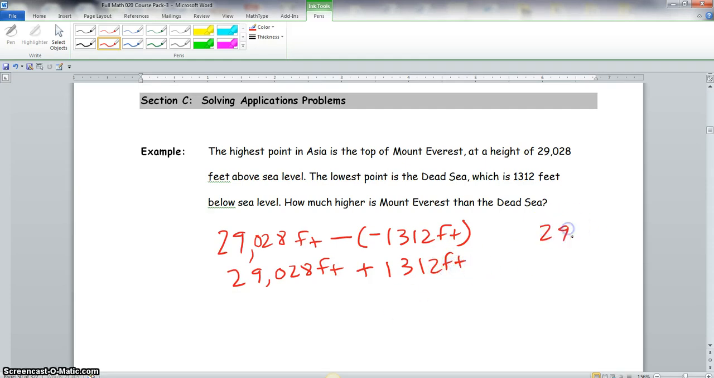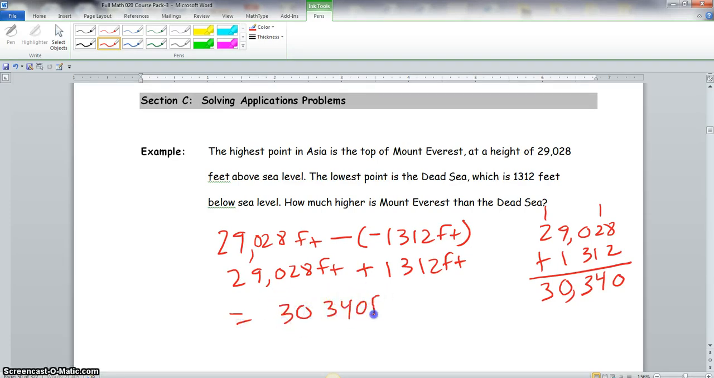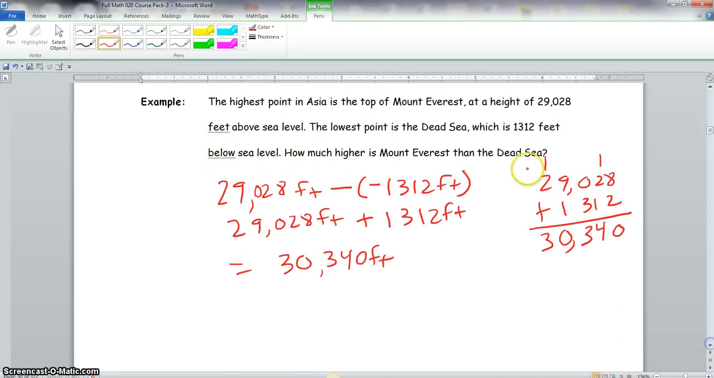We could go off to the side here, and we could add these values now. 8 and 2 is 10. We carry our 1. 1 and 2 is 3, plus 1 is 4. 0 plus 3 is 3. 9 plus 1 is 10. Bring down your 0, carry your 1. 1 plus 2 is 3. So our answer here would be 30,340 feet.